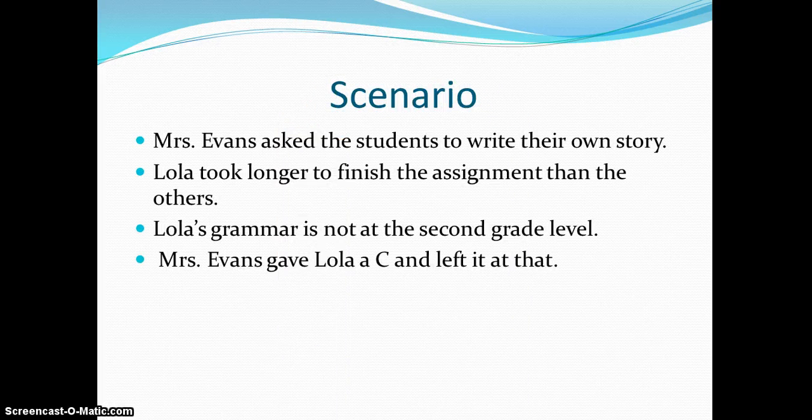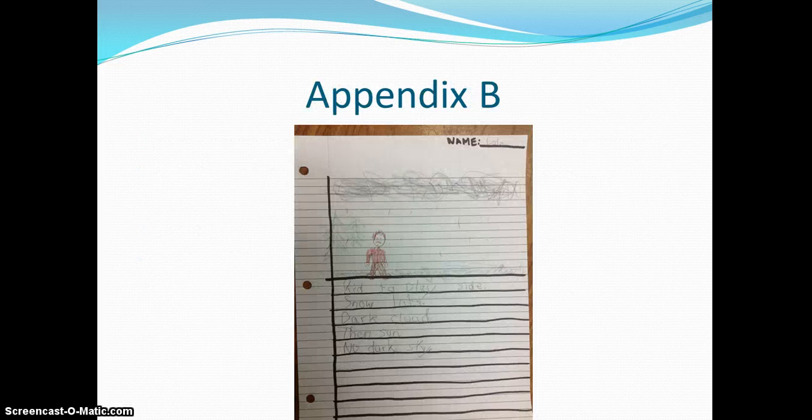Scenario. Mrs. Evans asked the students to write their own story for a part of the assignment of finding out what the main purpose of the text is. Lola took longer to finish the assignment than the others. Lola's grammar is also not up to a second grade level. She has a very hard time putting words and adjectives into a sentence and putting them in the right order. Mrs. Evans gave Lola a C and left it at that. Appendix B shows that Lola's spelling and grammar was not correct and not up to second grade level.